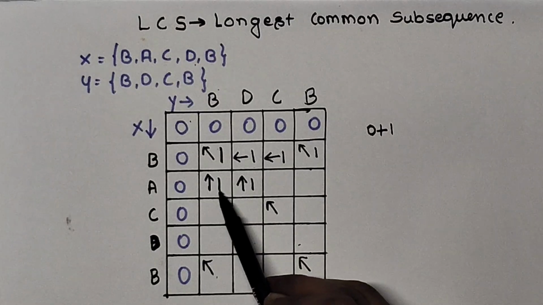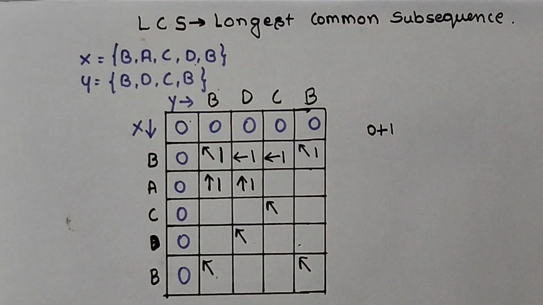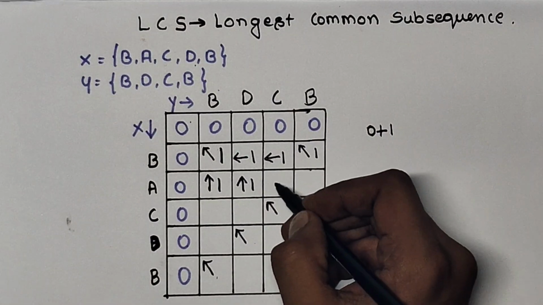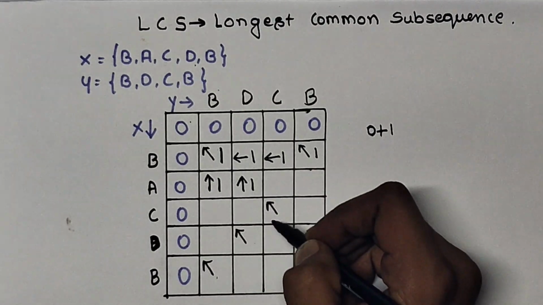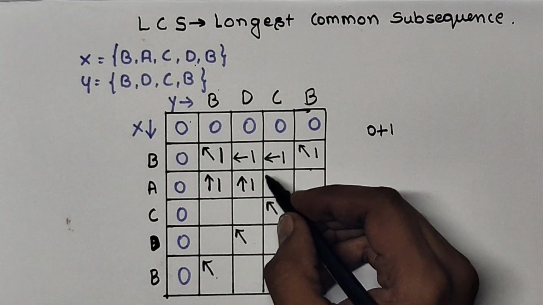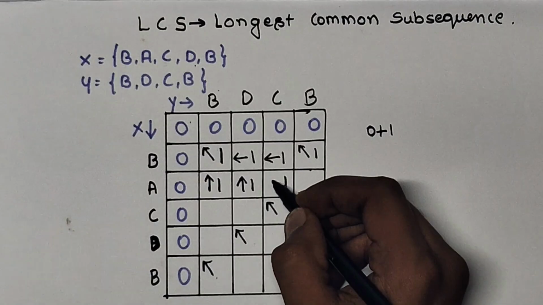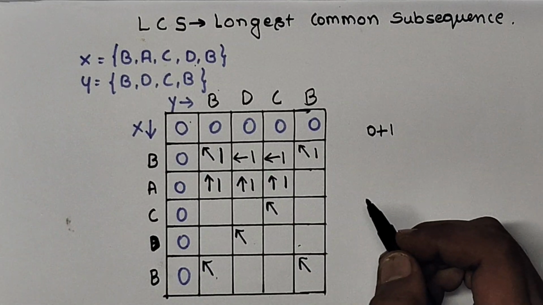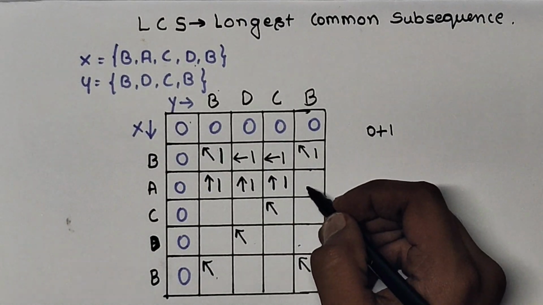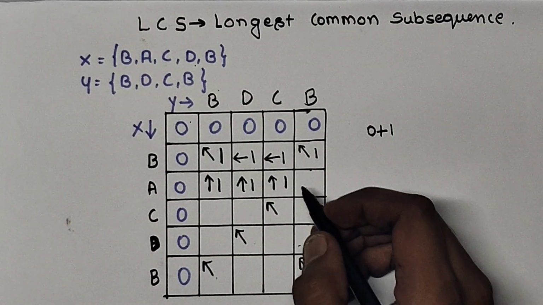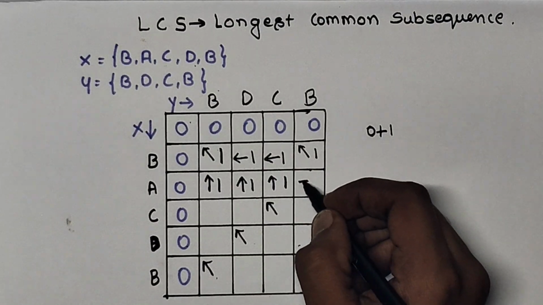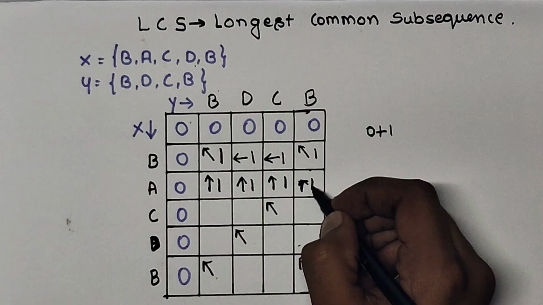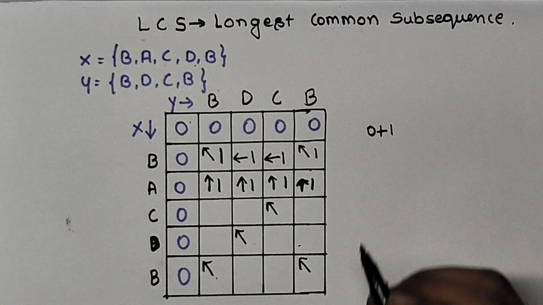So when both the left side and upside values are the same, we copy that value and show the arrow towards upside. Now here, again left side value is 1 and upside value is 1, so we copy that value and show the arrow towards upside. Next, again left side is also 1 and upside is also 1. Show the arrow towards the upside and copy that element, that is 1.